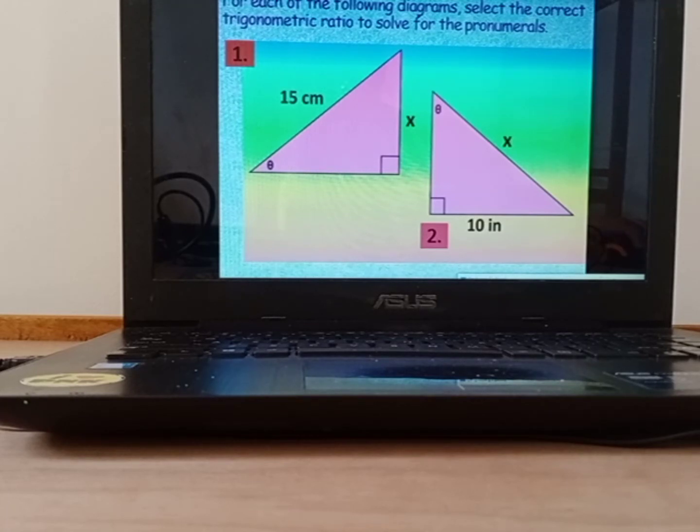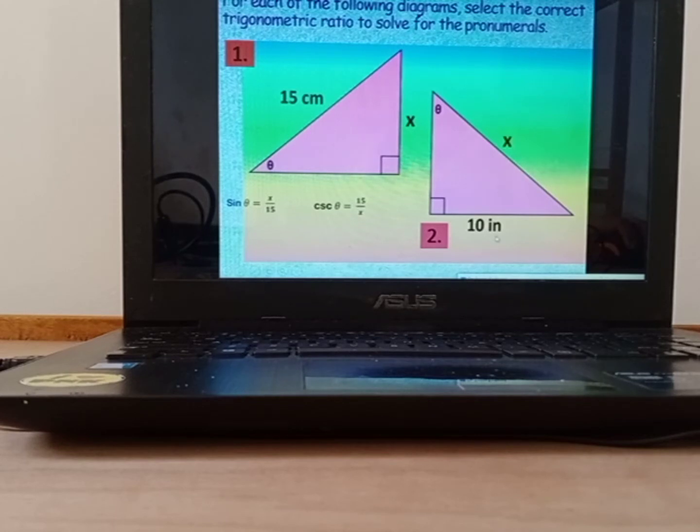So we have sine is equal to opposite over hypotenuse. Our opposite side is x and our hypotenuse is 15 centimeters. Therefore, our sine theta is equal to x over 15. As I mentioned a while ago, sine is the inverse of cosecant. So the value of our cosecant theta is just the inverse of x over 15, which is 15 over x.